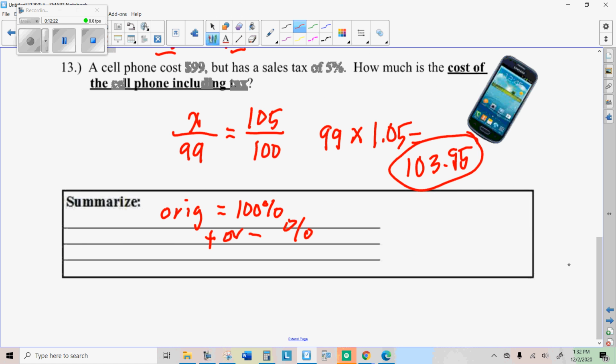And the other thing you should remember is with percent change, when you're going from an old amount to a new amount, that you have to subtract first. That's the easiest way to do it.